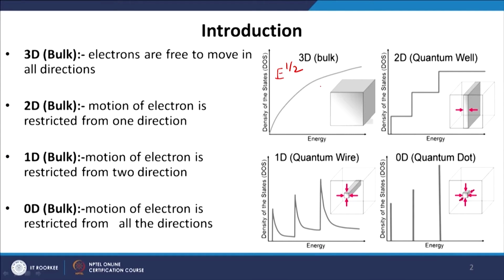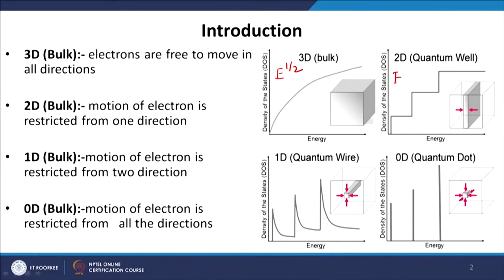On the other hand, if you look at a two dimensional material, for example, a two dimensional graphene sheet, here the motion of electron is restricted from one dimension. So, instead of three different dimensions, now electrons are free to move in two directions. So, in the two dimensional system, the density of states is constant. We can write it as E to the power 0, because E to the power 0 is constant. And if we plot the density of states versus energy, for example, in a case of quantum well, it looks like the step function. The third system in this category is one dimensional system.